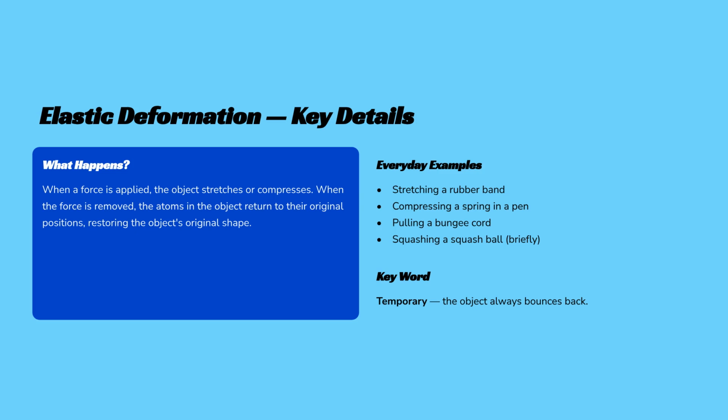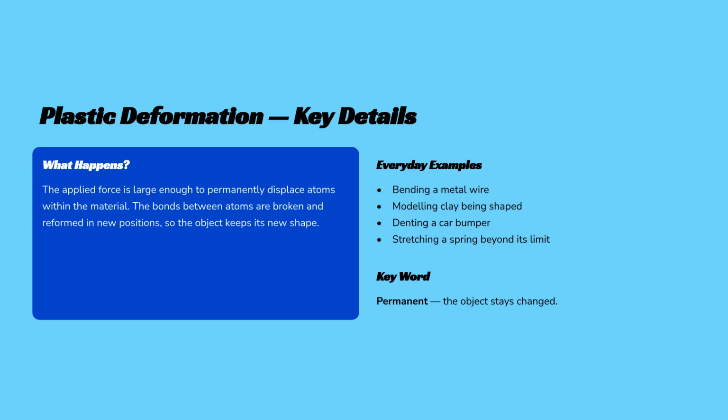Elastic deformation is temporary. When the applied force is removed, the object's atoms return to their original positions, and the object regains its original shape and size. Plastic deformation is permanent. The force applied is strong enough to break and reform atomic bonds in new positions, meaning the object stays deformed even after the force is removed.